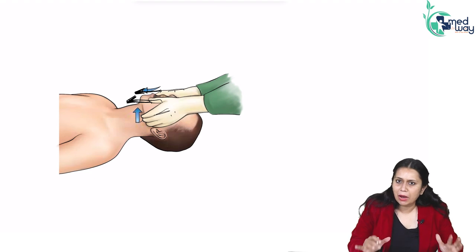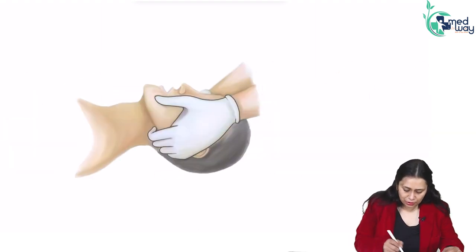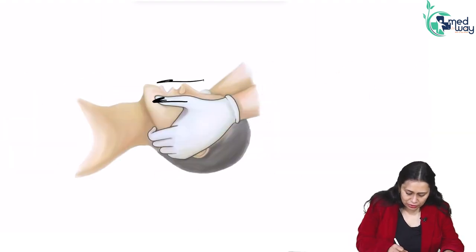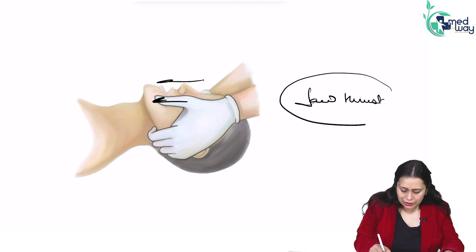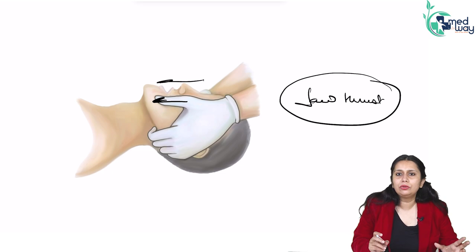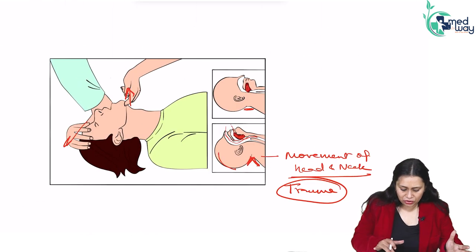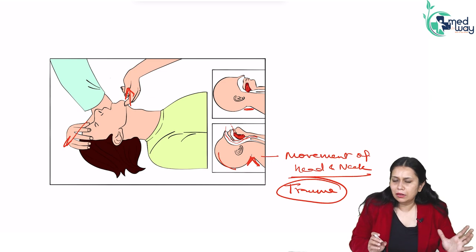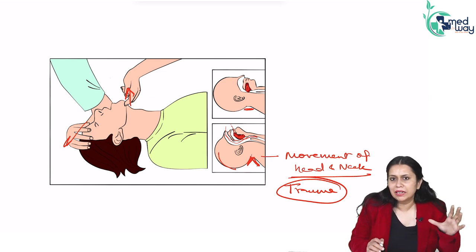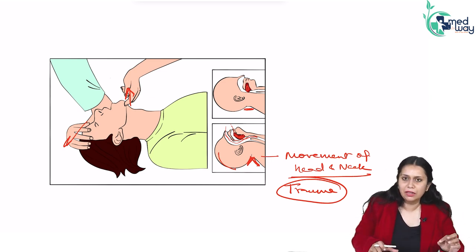This maneuver is the maneuver of choice in a trauma victim. This is the first maneuver which you practice in a trauma victim. So you can see this is the jaw thrust. An image-based question can be asked. They can give the image and ask you to describe the maneuver being performed. For jaw thrust, as I told you, both hands will do the same thing. For head tilt and chin lift, one hand will tilt the head backward and the other hand will lift the chin forward.